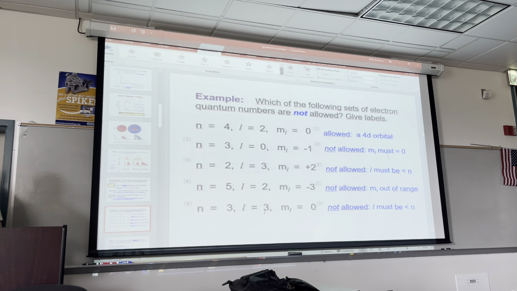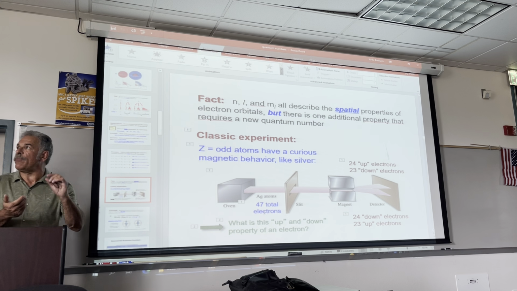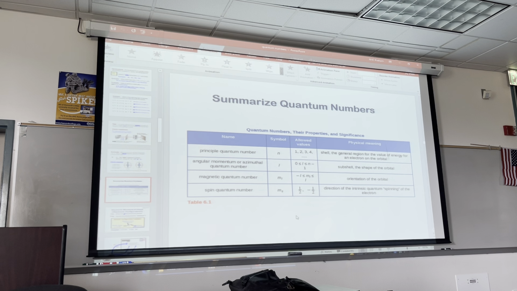So that's defining where the electron is in relationship to the nucleus. n, l, and m sub l all describe the spatial properties of electron orbitals. But there's one additional property that requires a new quantum number. Odd atoms have a curious magnetic behavior, like silver. And what is this up and down property of electrons? Well, we're going to call it a spin orientation. So it either spins one way or the other, and one more thing, and then we're done.